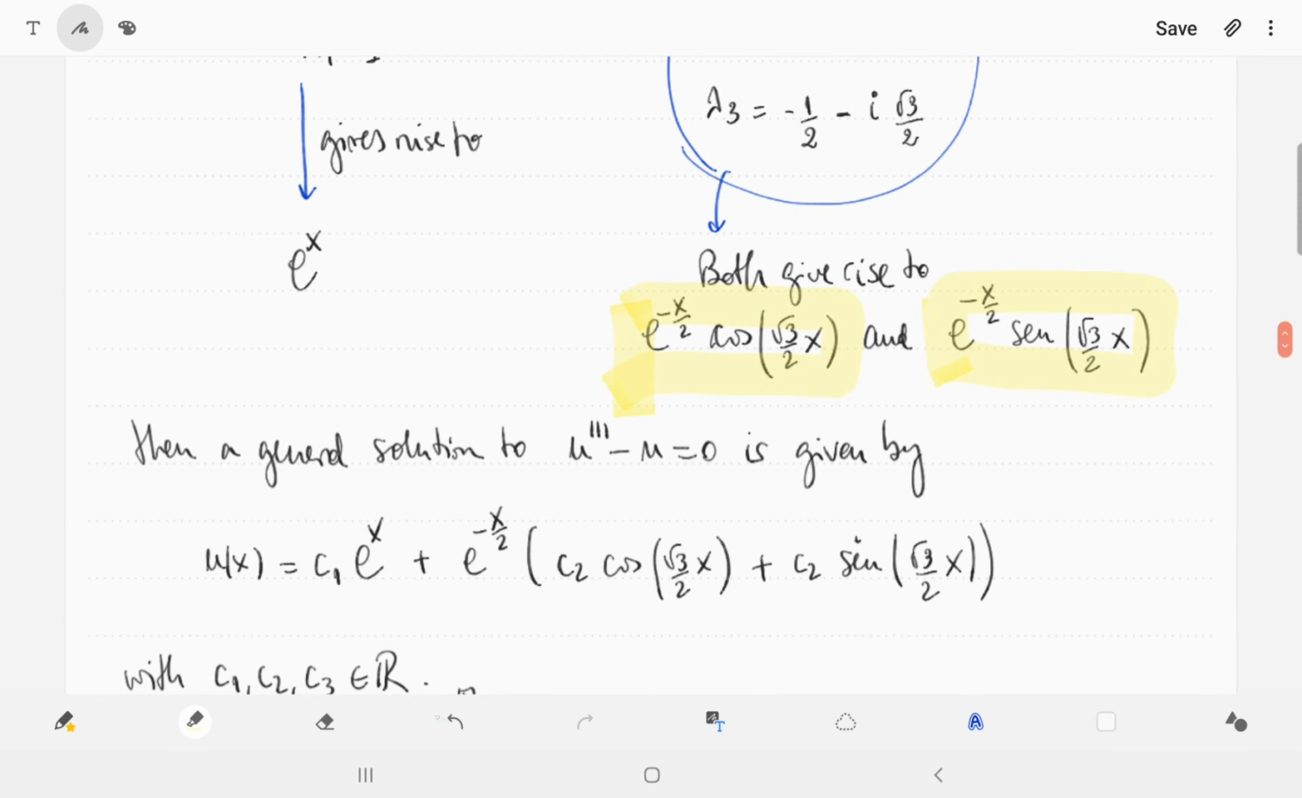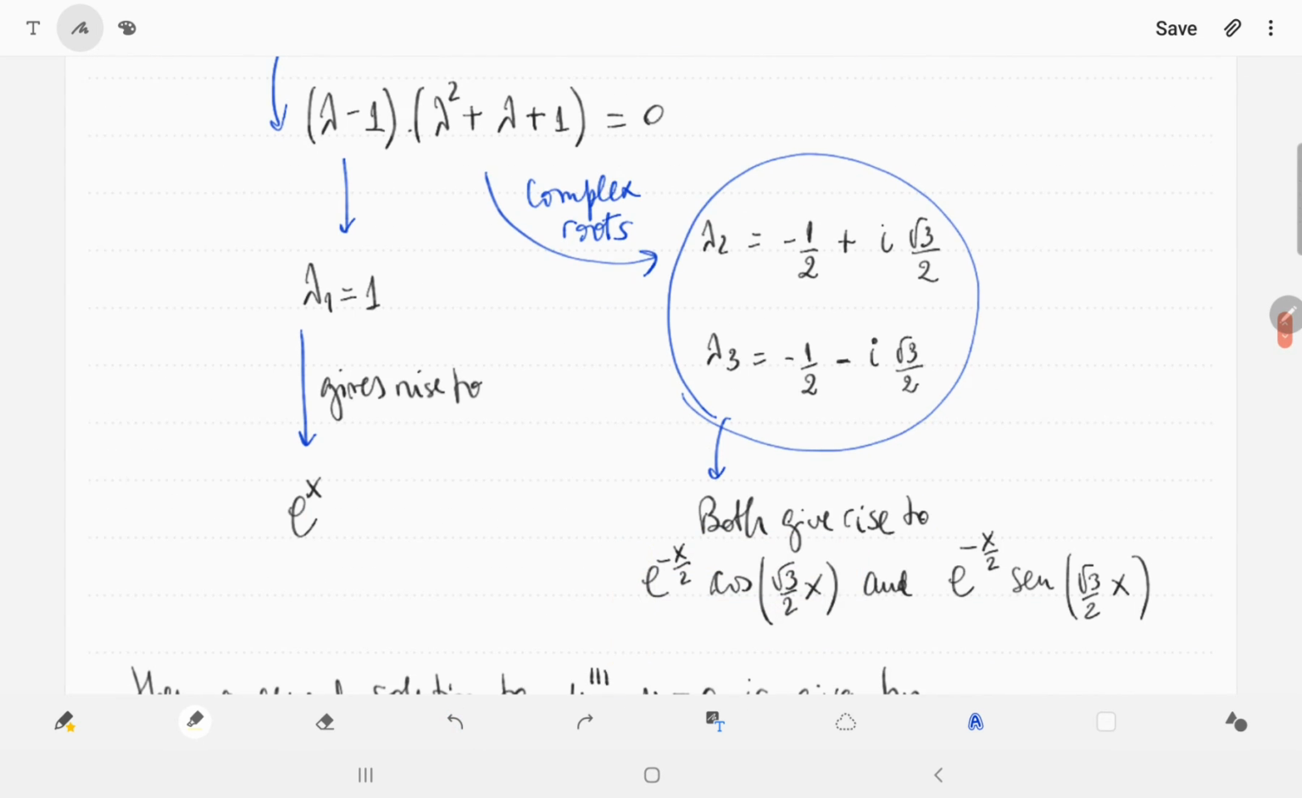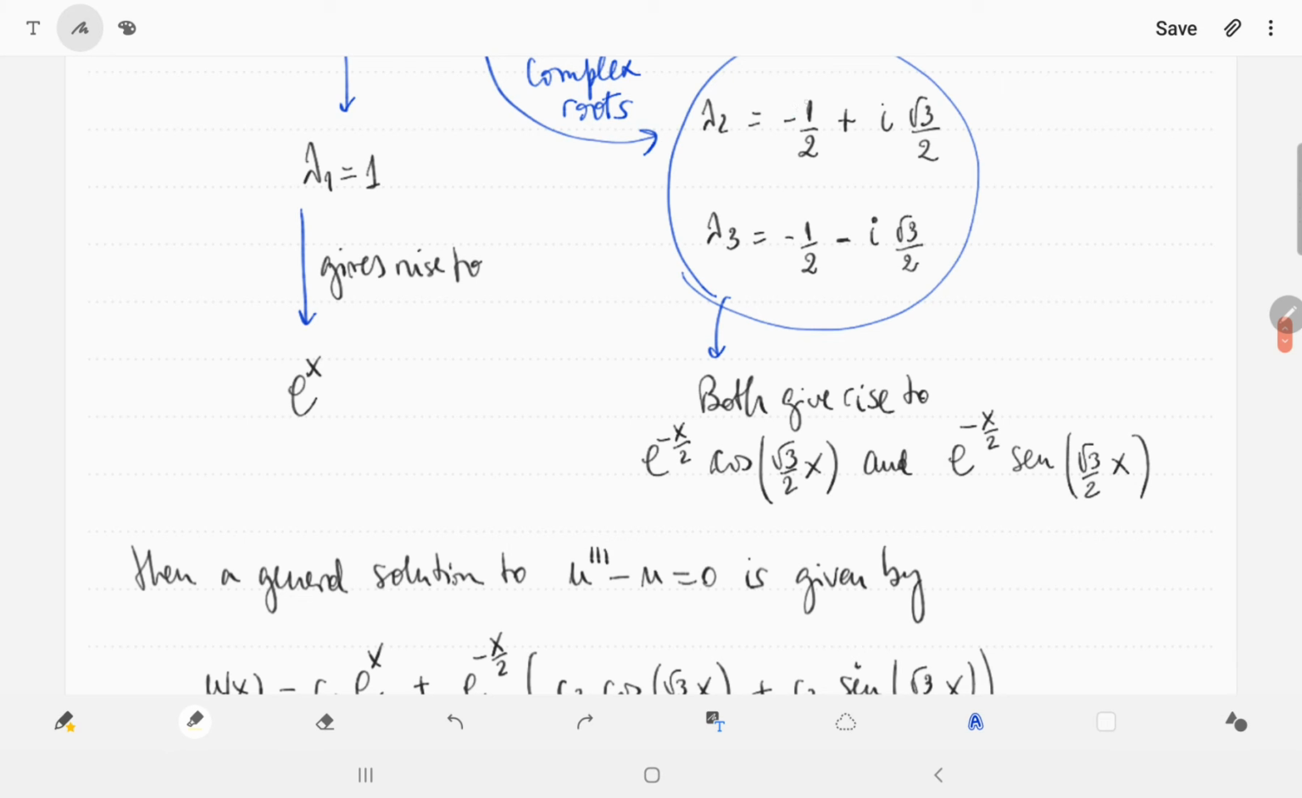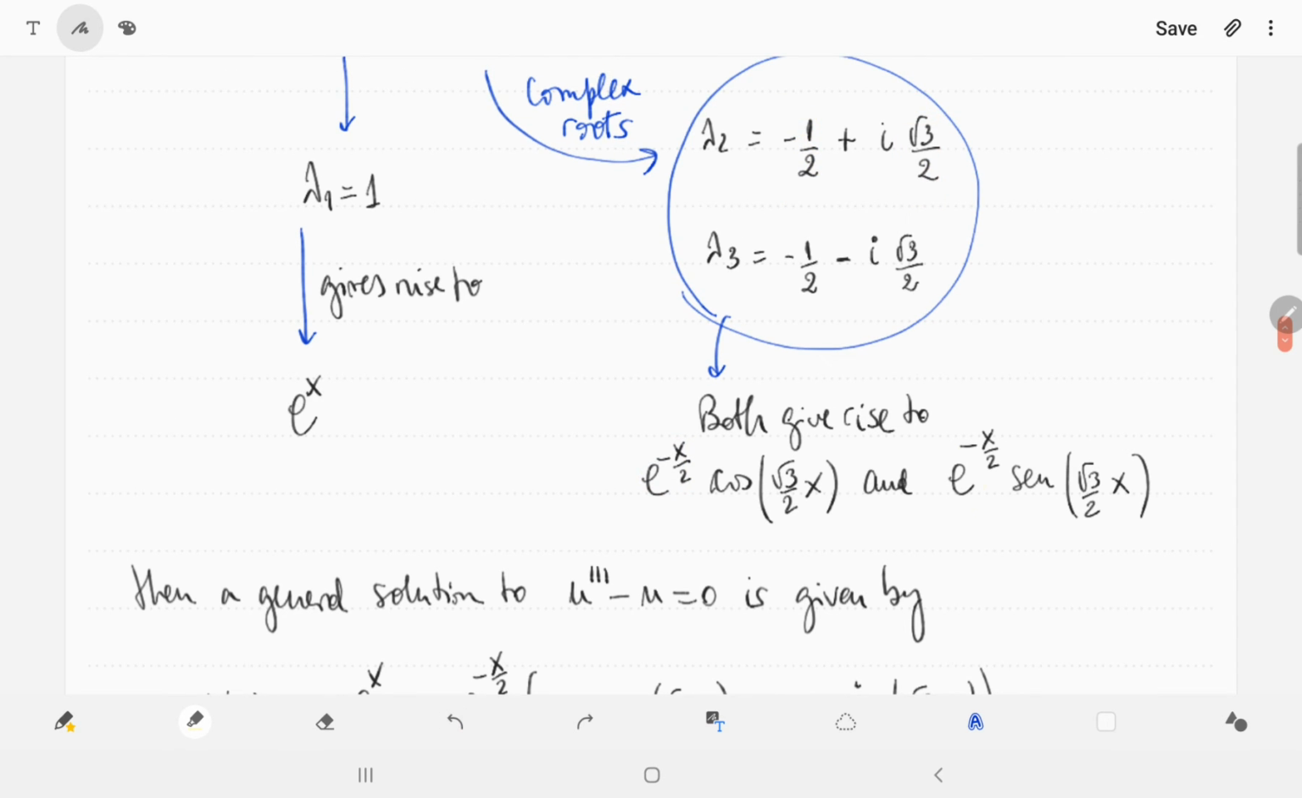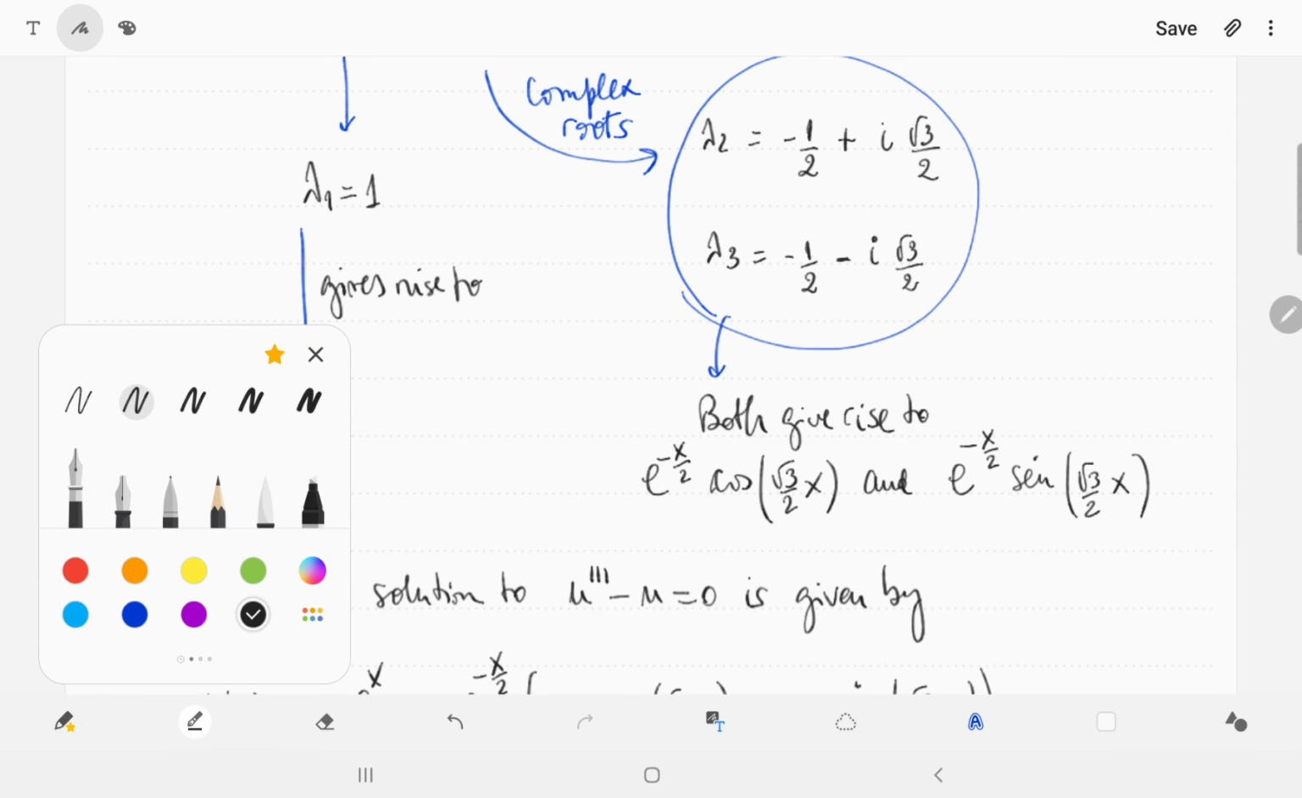Okay, so these two complex roots, where this is alpha and this is beta, give us these two real solutions: e^(-x/2) times cosine of this number times x, and the same exponential and the sine of this number. Sorry, I think there is some Spanish missing here because it's "sign" in Spanish, but it doesn't matter.